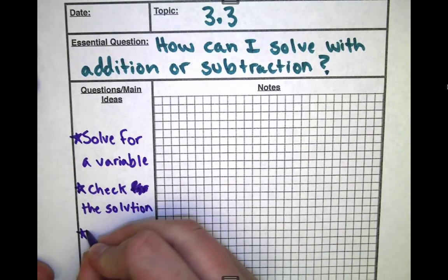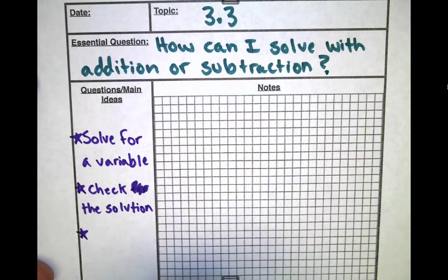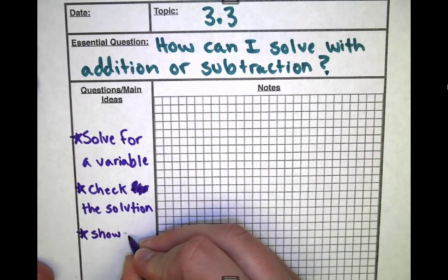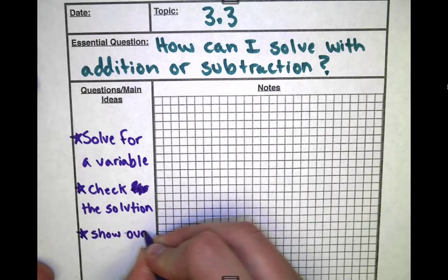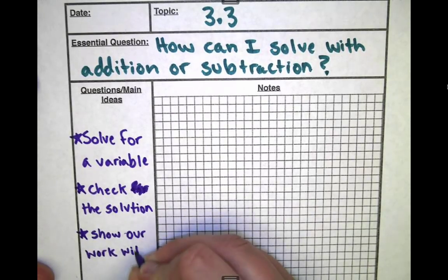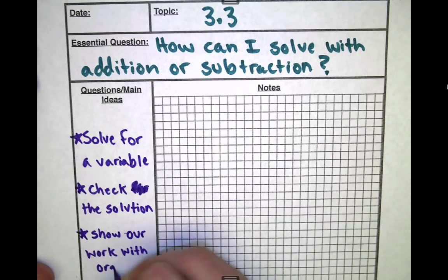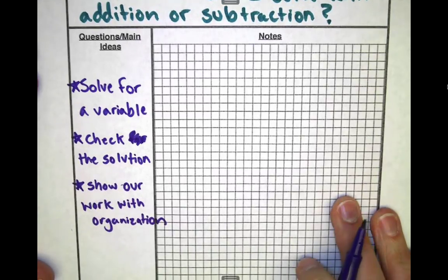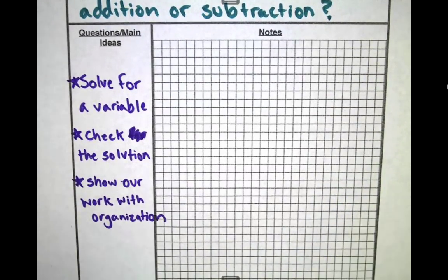So we want to be able to solve for a variable, we want to be able to check the solution, and then one more thing we really want to be good at is we want to show our work in an organized way. Show our work with organization. And those are the things we are focused on. So these are the things we want to be able to do: solve, check, show our work in an organized way. So let's try one of these.